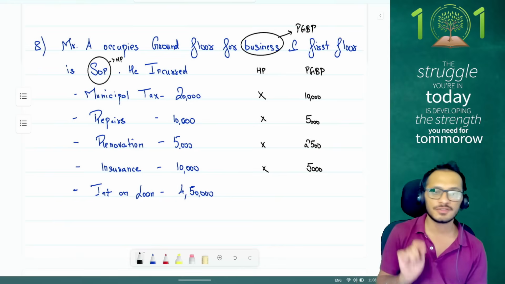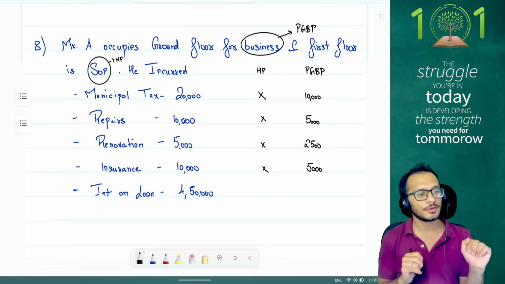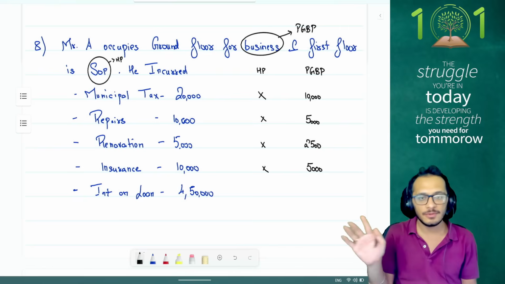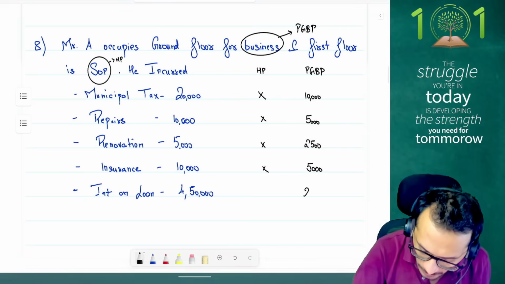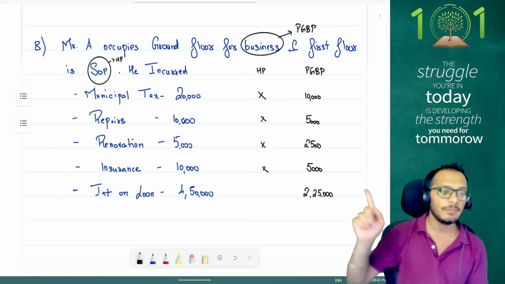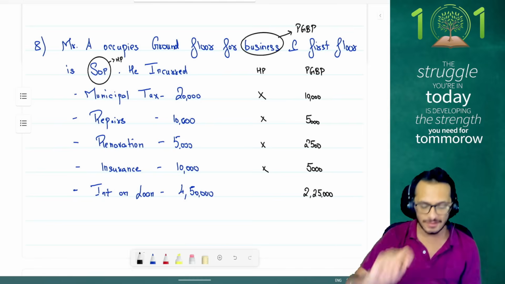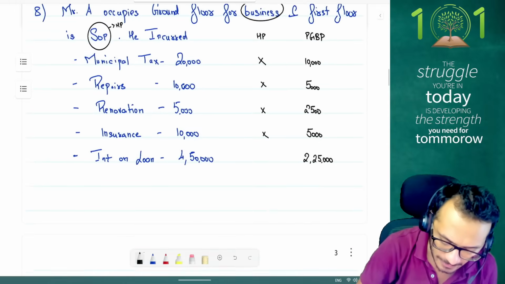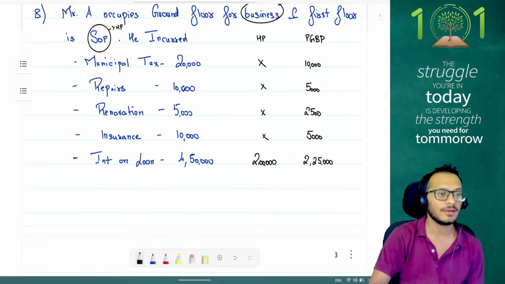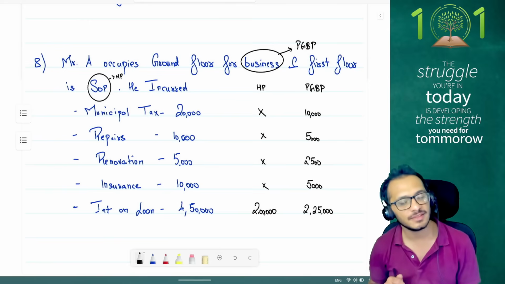When it comes to interest on loan, what will you do? Split the interest on loan into two again, people. The 4 lakh 50 is split into two and becomes 2 lakh 25,000 and 2 lakh 25,000. The full 2 lakh 25,000 is allowed under the PGBP chapter, but because I am in the HP chapter and the property is an SOP property, you can only claim a maximum of 2 lakh rupees. Yes, this is what you will do when it comes to these kind of questions.